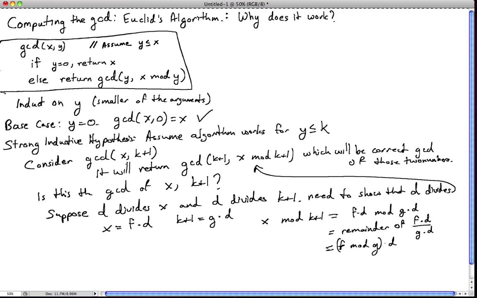So because the divisors are not changed by modding one number by another, if they both have a common divisor, so will the mod of one by the other. This in fact returns the correct GCD of x and k plus 1, because we haven't actually gotten rid of any divisor. And in particular, if we haven't gotten rid of any divisor, we haven't gotten rid of the greatest common divisor. So this works. And so by induction, we've proved the theorem. What theorem? That this algorithm, GCD of x, y, returns the correct GCD.